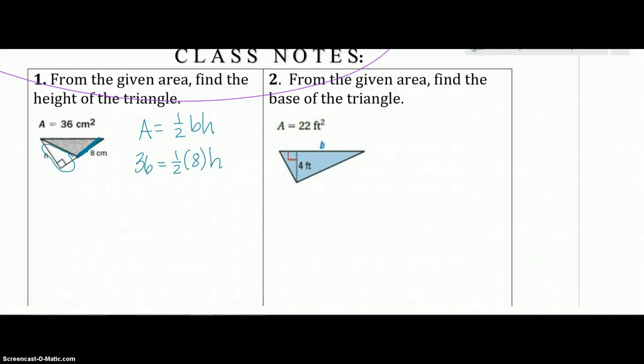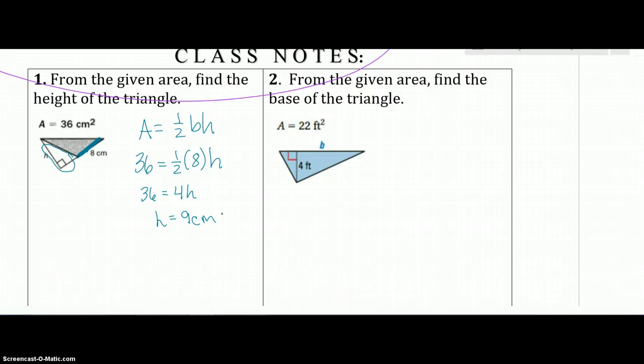So to solve for h, I'm just going to take half of 8. So we have 4h. And then to solve, we're just going to divide, and we get h equals 9. 9 what? Centimeters. Why is it not centimeters squared?